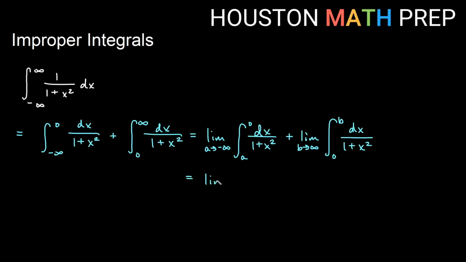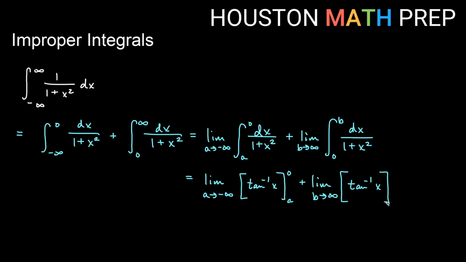So we will hopefully recognize this as an inverse tangent rule. So this will be the limit as a approaches negative infinity of the inverse tangent of x, evaluated from a to 0, and then we will add to it the limit as b approaches infinity of the same antiderivative, inverse tangent of x, evaluated from 0 to b.